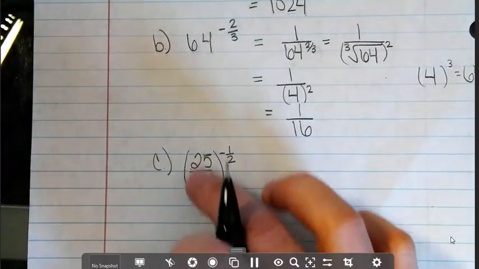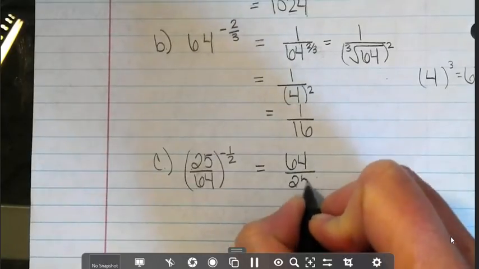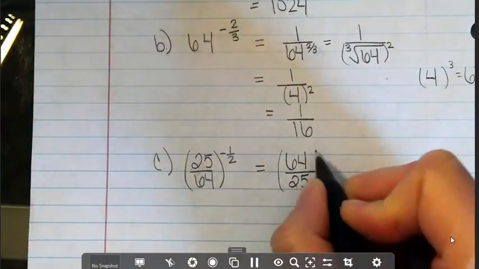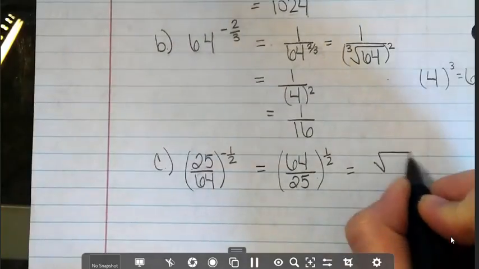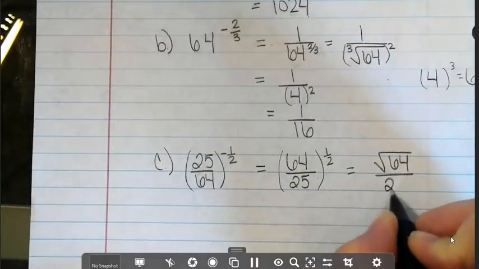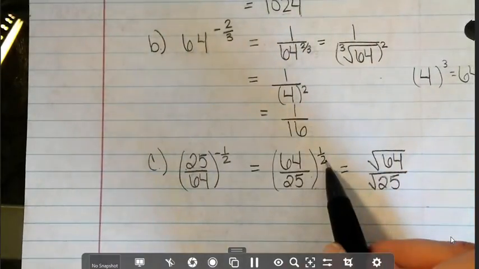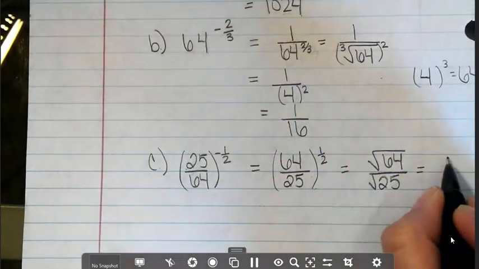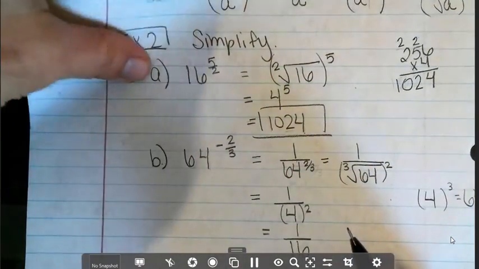Okay, so now I need to flip my base. So really it's going to be 64 over 25, and the whole thing is getting raised to the 1/2 power. So I could write it like this, which then tells me, okay, I need to take the square root of the top and the square root of the bottom. If you remember from last chapter, anytime you had a quotient raised to a power, that power was given to both of these. So really this answer is just going to be 8/5 or 1 3/5. Okay? So let's see, I'll go back and circle my answers. That way they're clear to you.